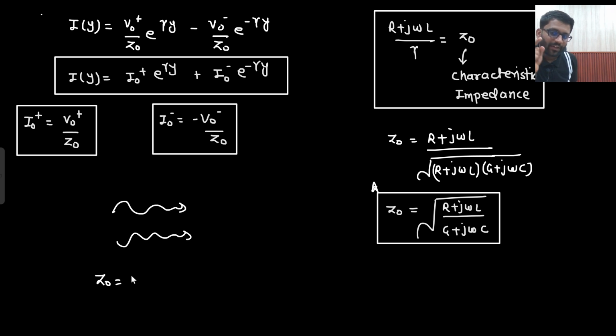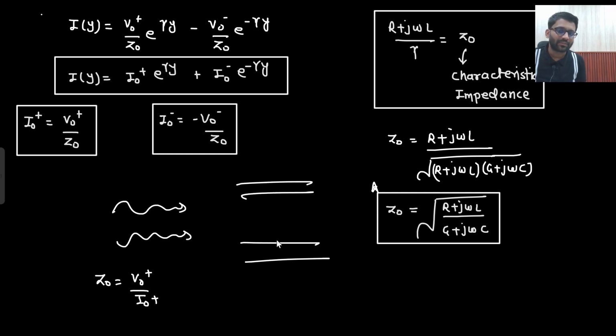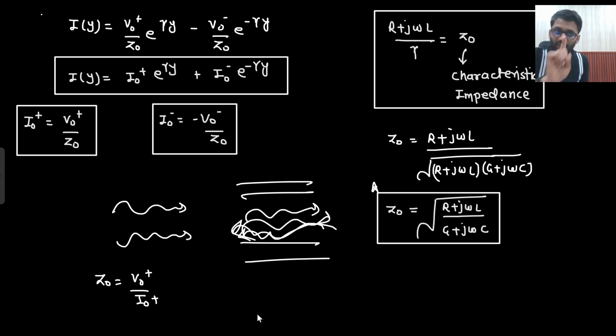When I am defining the value of Z naught, then I am writing V naught plus divided by I naught plus. At that time I am considering there is no reflected wave. Actually, in a transmission line, there is an incident wave, then there will be some reflected wave, then again an incident wave, then again a reflected wave. So there will be a lot of incident and reflected waves. But when I define Z naught, that means only one incident wave regarding V naught I will take, and one incident wave regarding I naught I will take, and just simply calculate the ratio. That's it. Are you understanding this point?